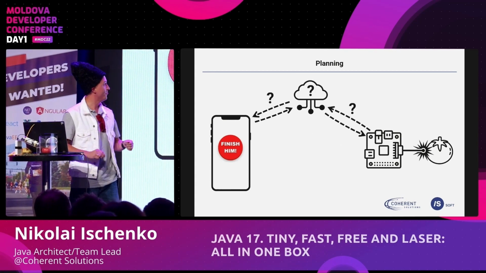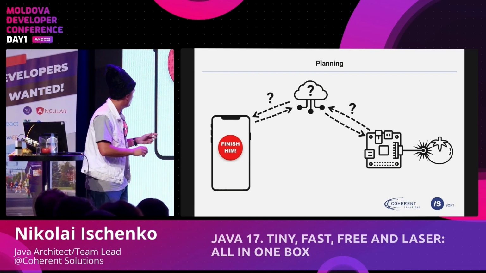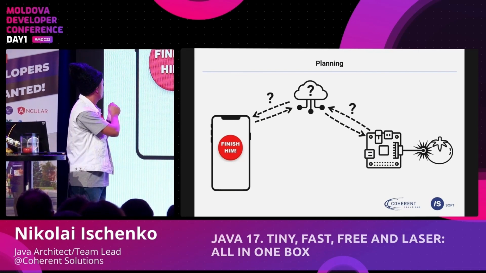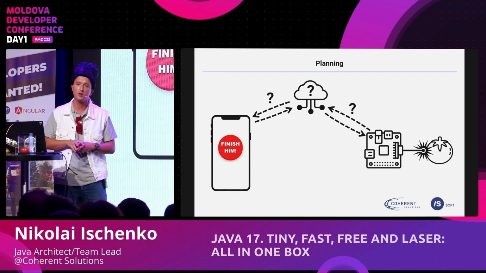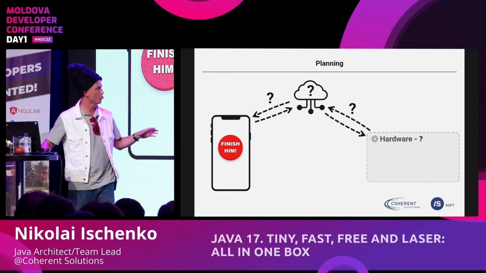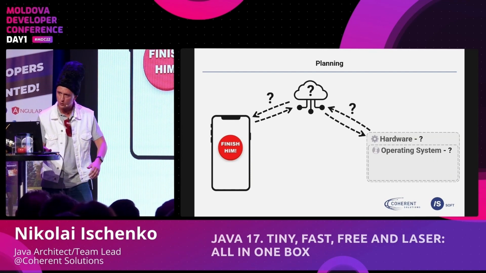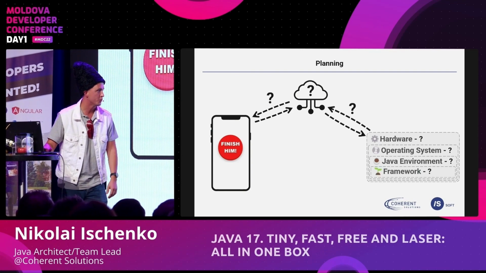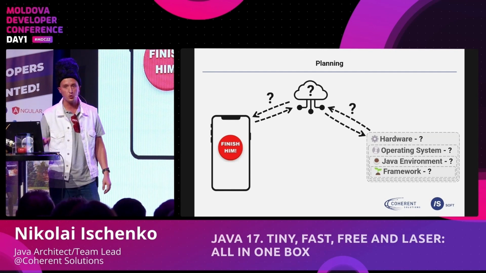And that's why I have a plan to build something that we can handle, that we can request over the internet from some server, with this two-side connection. And for now, we have a lot of questions. What kind of hardware can we use? What kind of operating system can we install on top of this hardware? And layer by layer, can we install a Java environment on this operating system? And which framework would be better to use?